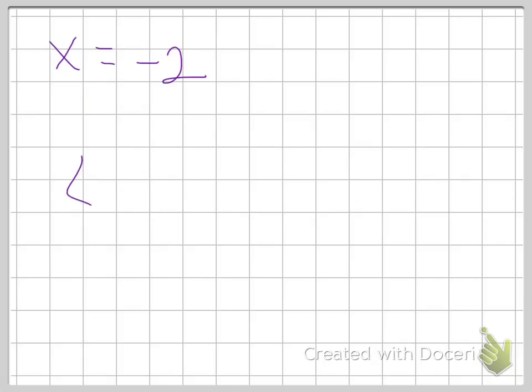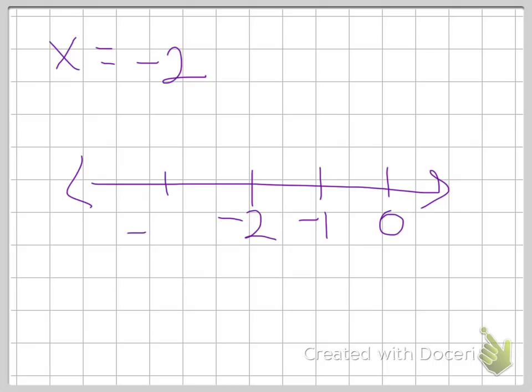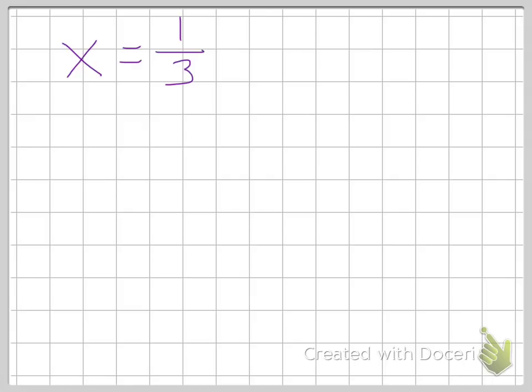This also works with negative numbers. So I can put -2. And then on this side, I could have a -1 and a 0, and maybe on this side, I have a -3. And I know that x is right here at -2. It is that straightforward.